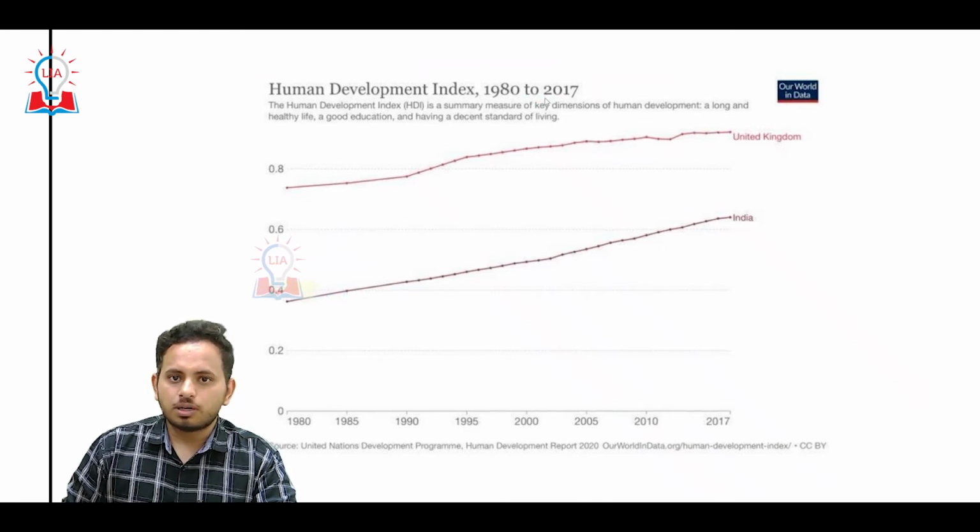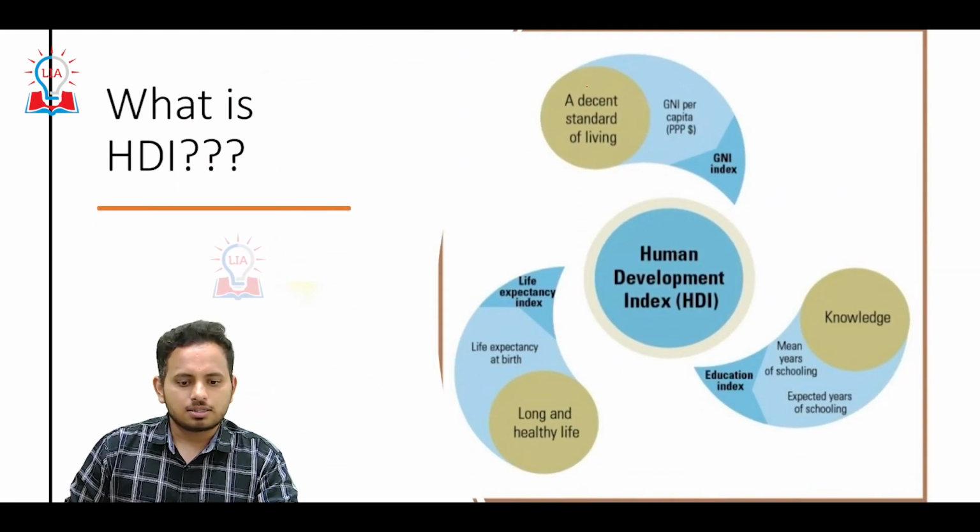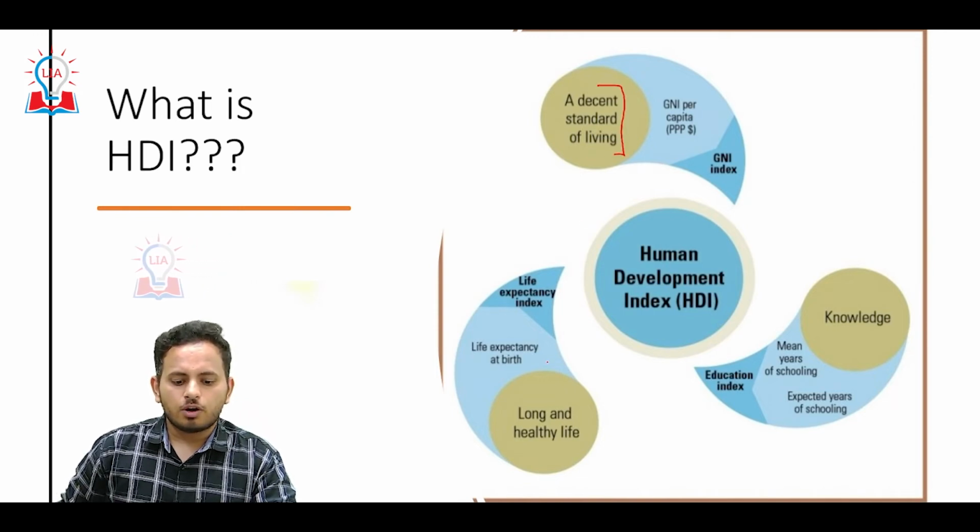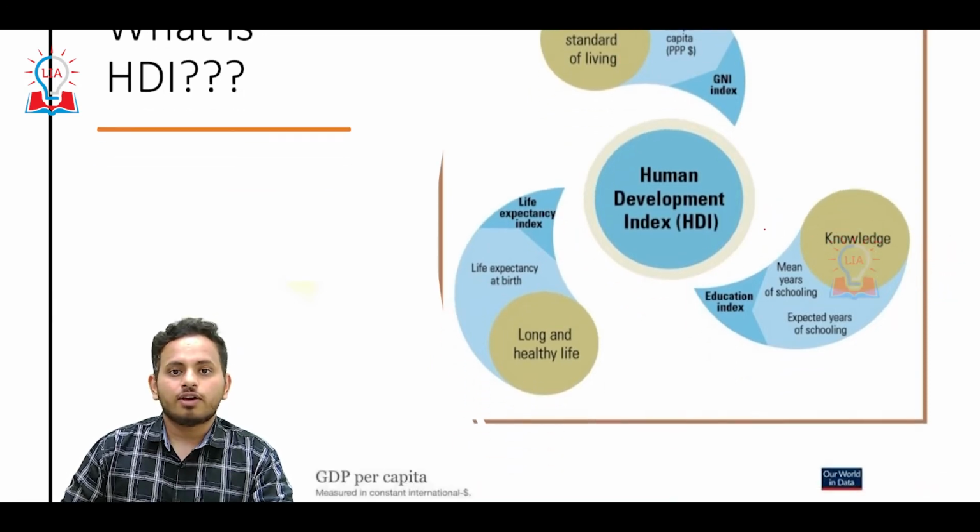So what is this Human Development Index? What does it consider? The Human Development Index will consider a decent standard of living and also a long healthy life, that is health indicators, and also the educational indicators. So if the Indian population is doing well with respect to standard of living, health and also education, then our ranking in HDI will increase. So this is what we have to aim at.